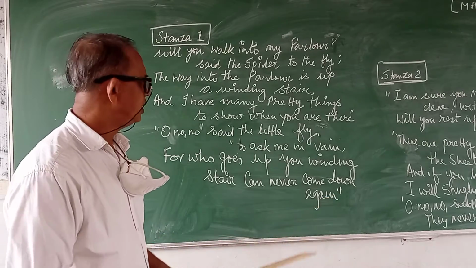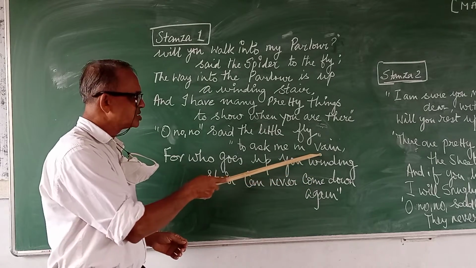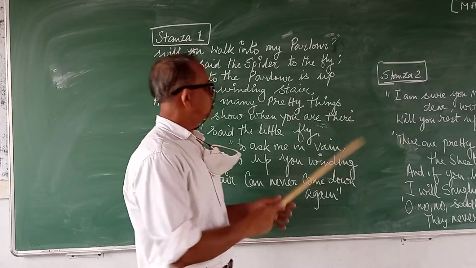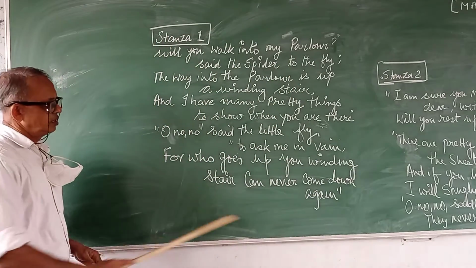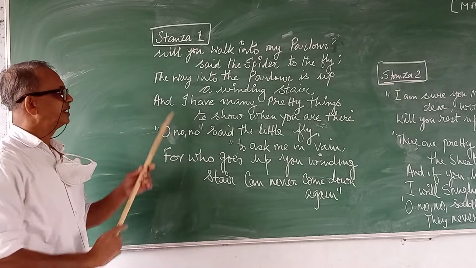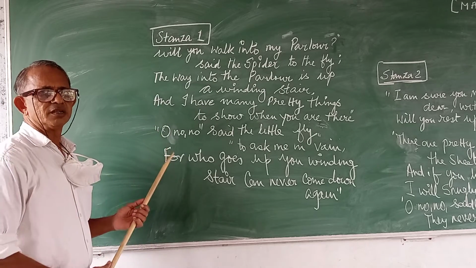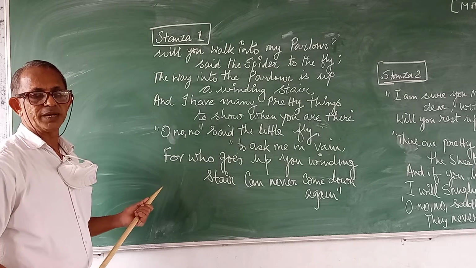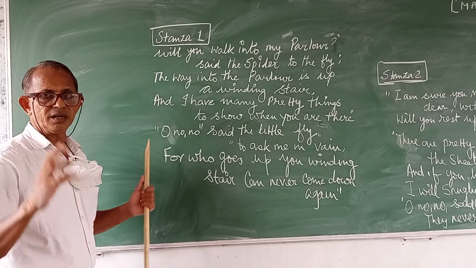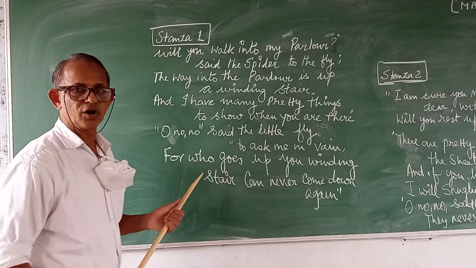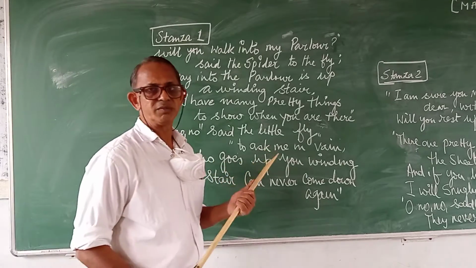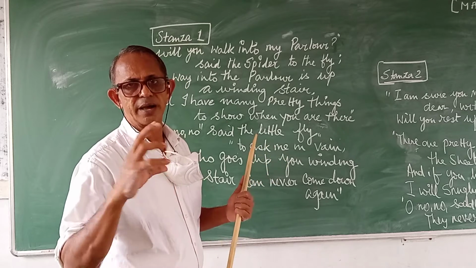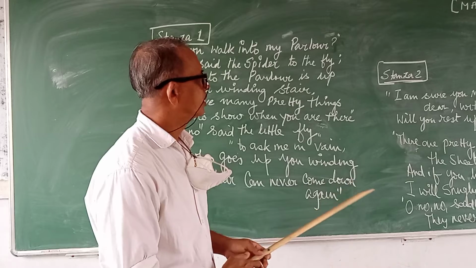Your efforts will go in vain. Here, what is the word vain? Vain means waste, worthless. So this is the explanation of the first stanza, where the dialogue is initiated by the spider, and the fly listens to the dialogue of the spider, and it becomes very cautious. It's very much conscious about its precious life, so it doesn't want to get caught in the trap put by the spider.